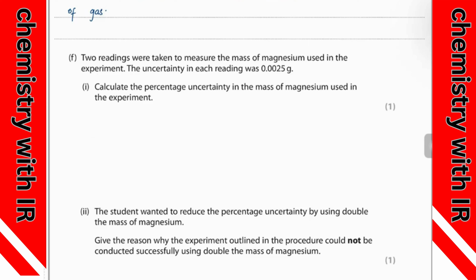Always remember you have to multiply this by 2 because we take the reading twice, and divide by the total mass of magnesium, that was 0.030. Then that would be your answer. For percentage uncertainty, I'm supposed to multiply this by 100. So I would be getting 16.7%.